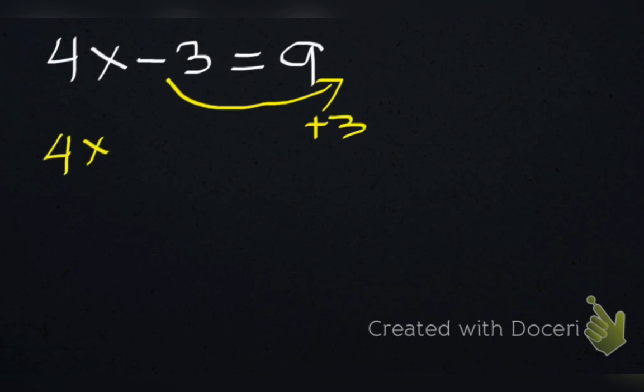Then let's bring down the 4x. So it becomes 4x equals 9 plus 3. Equation now, 4x equals 9 plus 3. So 9 plus 3 equals 12. So we bring down 4x equals 9 plus 3 equals 12.